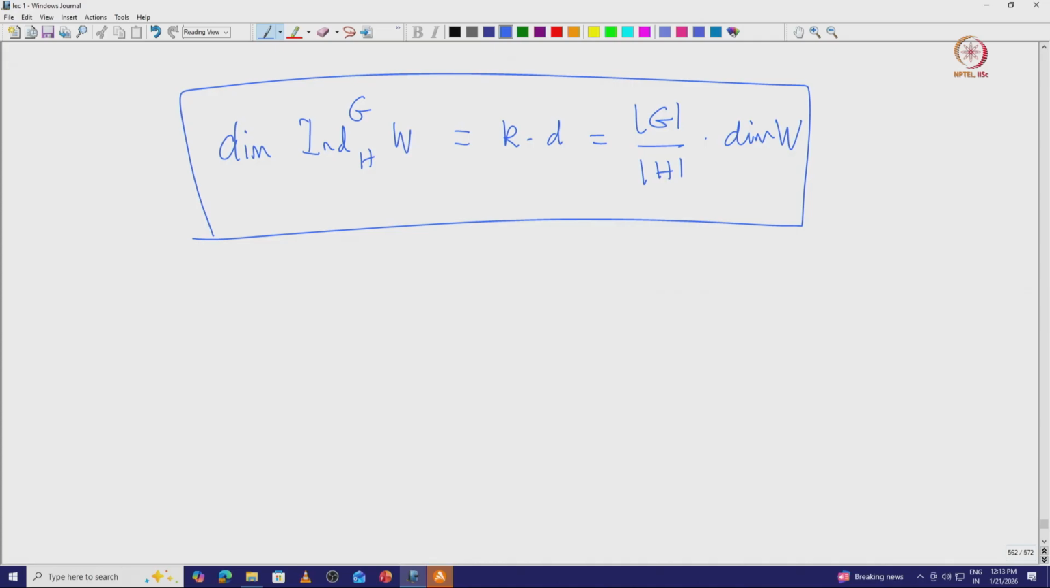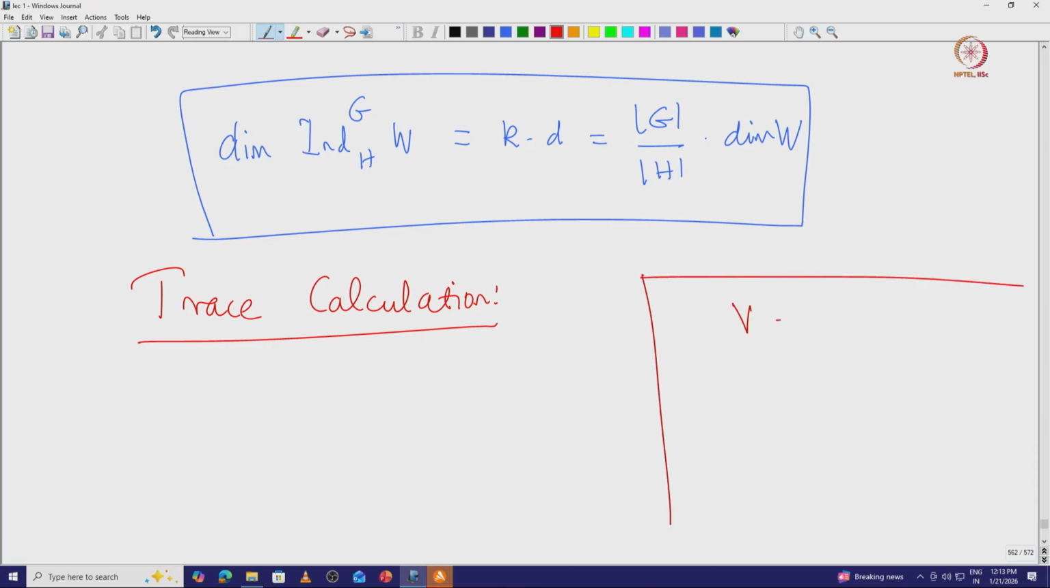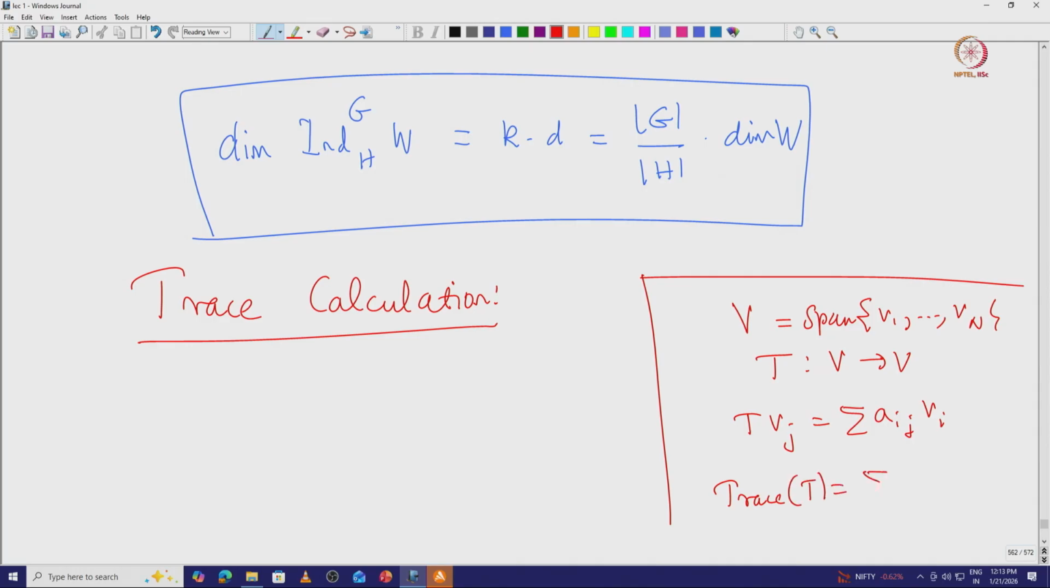Now let us compute the trace on this induced representation. So, here is the trace calculation. Recall how one computes the trace. Suppose you have a vector space V spanned by the basis elements V1 through Vn and T is a linear operator from V to V. You write Tvj as the summation of Aij Vi, and then the trace of T is the sum of the Aii. You take all the diagonal entries and sum them; that is what is called the trace.